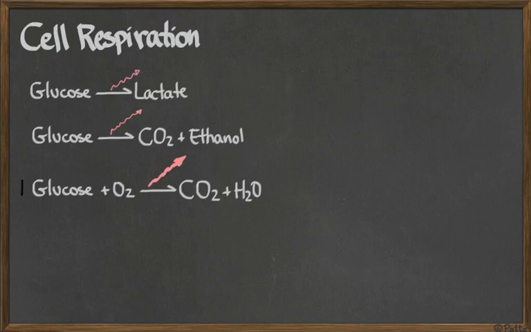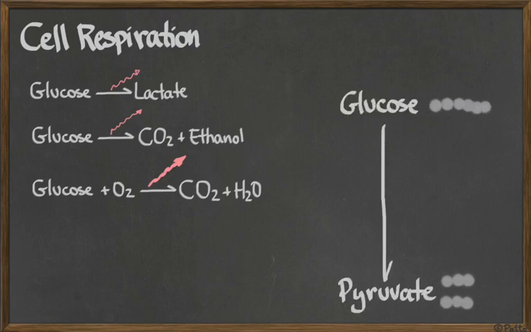And this one, when there's oxygen available, almost every single organism will do this one because it produces a lot of energy. What those three have in common is that it starts with glucose, a 6-carbon molecule, and it goes into pyruvate. All those three reactions start with this.